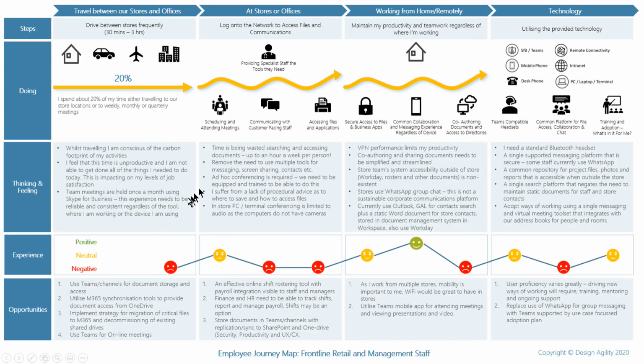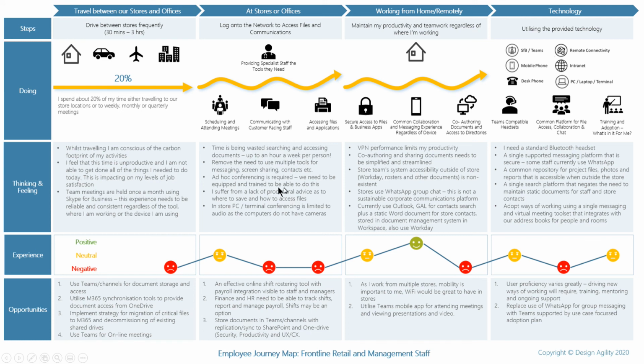Some additional information. So this is all one personnel persona, right? So this is an extensive amount of information that they're gathering. So what happens? She travels between stores and offices about 20% of the time. At stores or offices, what happens with working from home and what technology? So down here, it's what she's thinking and feeling about these kinds of things going on. At what time? Over here, time being wasted searching and accessing documents.